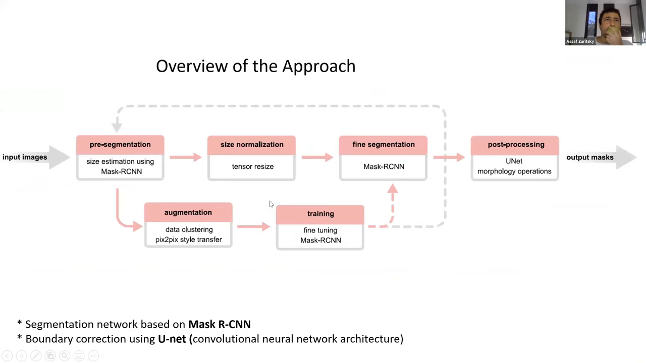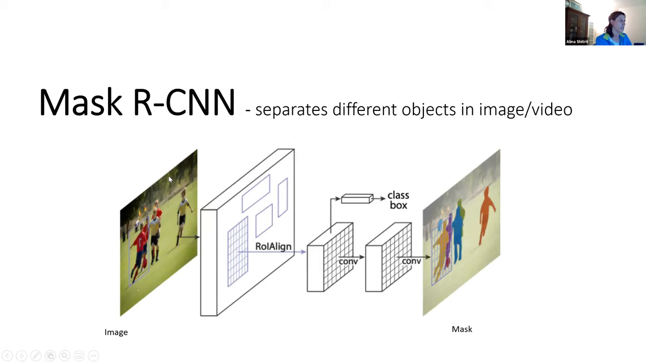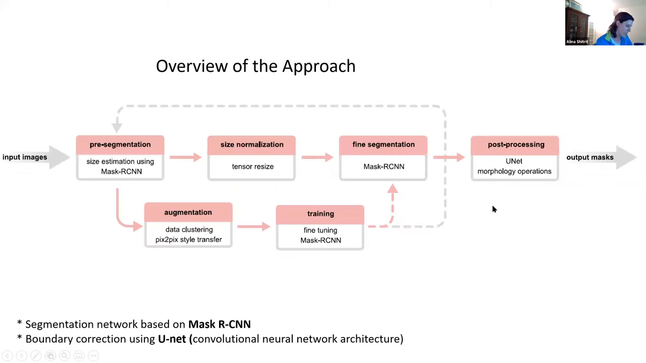Okay, so this is an overview of the approach, but basically they are using two main neural network softwares. One of them is the Mask RCNN, which basically separates the different objects in an image or video. And as you can see here in the example, using a convolutional model, it creates masks. As you can see, the contour of the different objects of the image here in different colors. And the second software they're using is UNET, which I think will be presented next. And actually they are using it, as you can see here, only for refinement and correction of the nucleus.